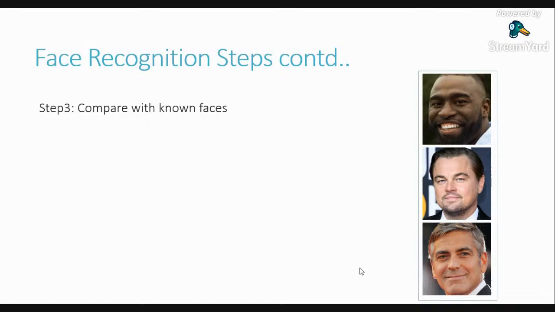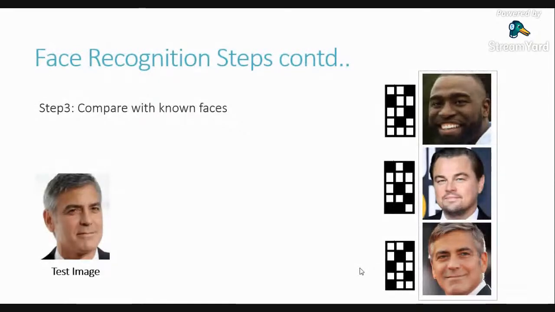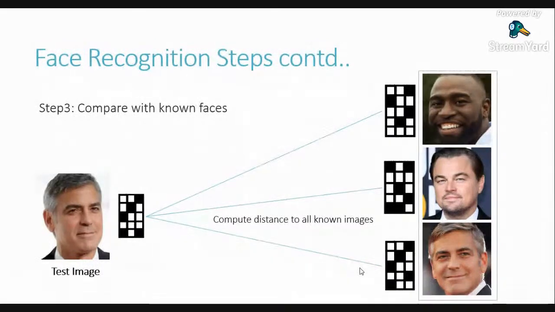So for all the faces in the database, we will compute the encodings. These are the encodings that I have computed. These encodings are for illustration purposes. These are not the real encodings. Real encodings are somewhat larger in size, I think around a 256-size vector. These are just for representation purposes. Then for the test image, we will compute the encoding, and we will compute the distance of this test image encoding with all the encodings in our database.